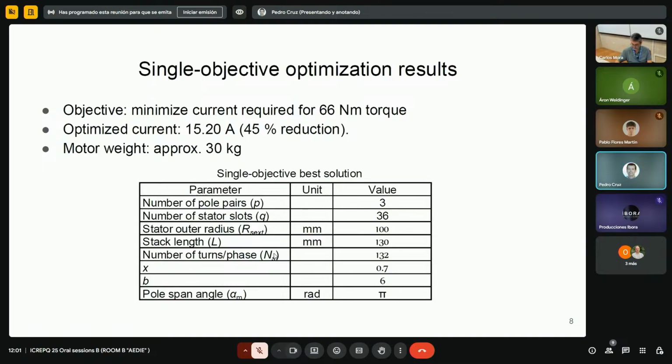The motor weight is approximately 30 kilograms. That is a heavy value because the optimized current is in conflict with the optimized motor weight. For this best solution, the parameters are shown in the table, and in most of the cases the parameters are in the upper bound of the range of values.